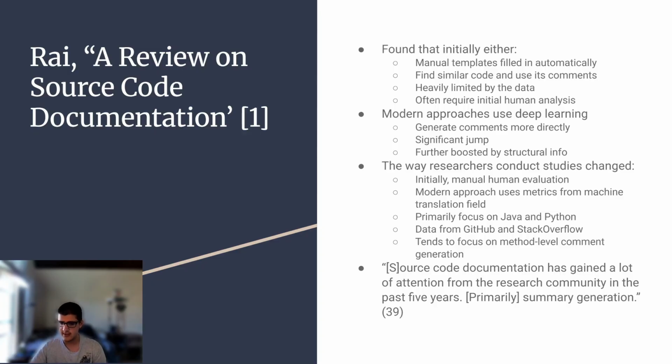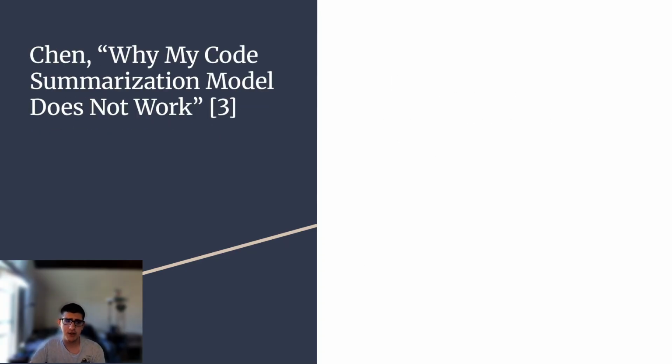So as I said, there is a lot of focus on it, primarily in the past 5 years from when the article was written, which coincided with the rise of artificial intelligence in general, and most researchers focus on writing a brief summary for the entire method at a time. The next article is by Chen, Why My Code Summarization Model Does Not Work.